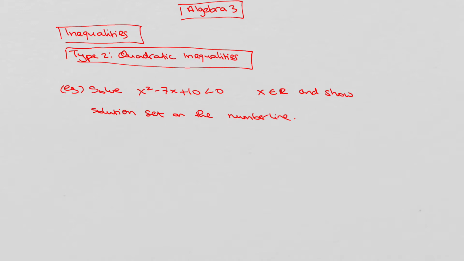So we have to focus on the fact that this is less than 0, not less than or equal to, and also that x is an element of the real numbers, because that's going to be important for the number line. So let's take the quadratic, and we're going to solve it like it's an equation. So we're going to just pretend that it's equal to 0 for the purpose of finding the roots, in other words the two values for x.